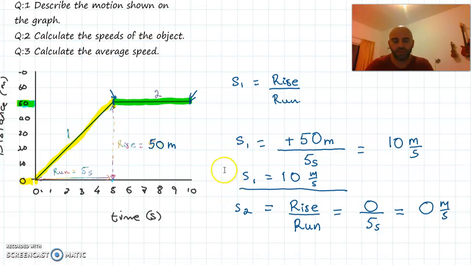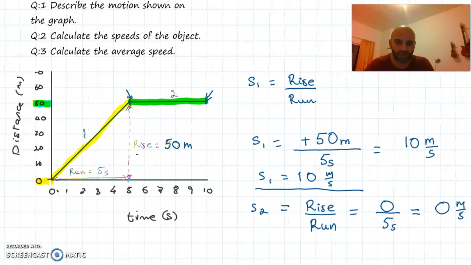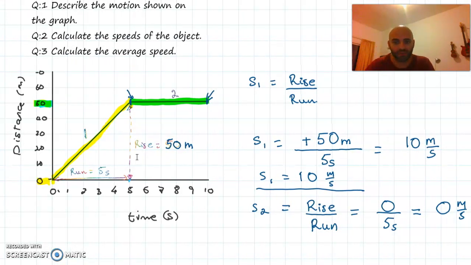So that's how you would use the slope or the gradient formula to calculate the speed from a graph, from the measurements given on a graph. You just follow the rise divided by the run, and that will give you your speed. Okay, so get and practice this on the example problems below.